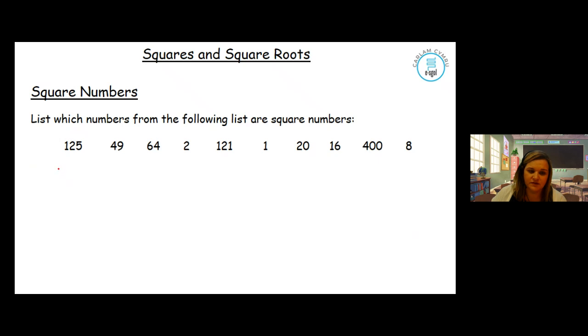So this first one, we're thinking about, is it a number that can be multiplied by itself to give you 125? Now, what we can do to help us is actually think about the square numbers. We can start on, what is 1 times 1? It's 1. What is 2 times 2? 3 times 3. And we can list them, and then we can match up, are there any of these square numbers in this list above? So I can see now I've already got 1. So 1 is a square number.